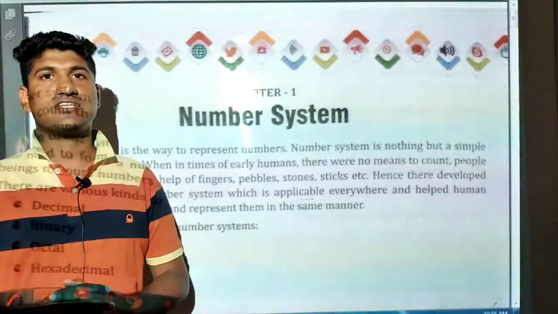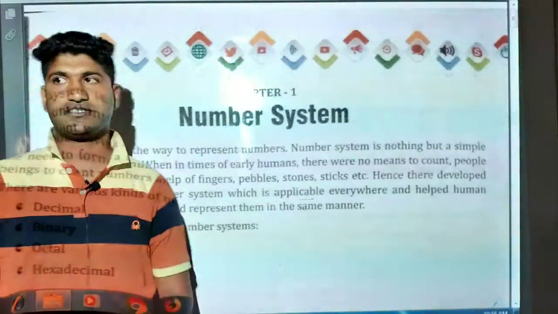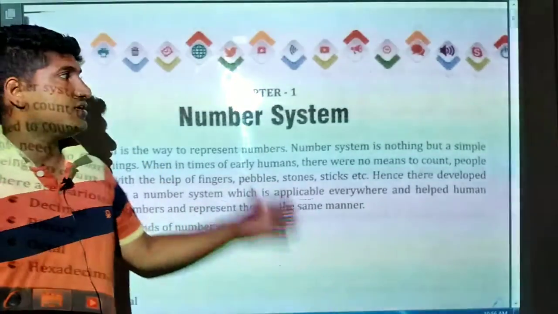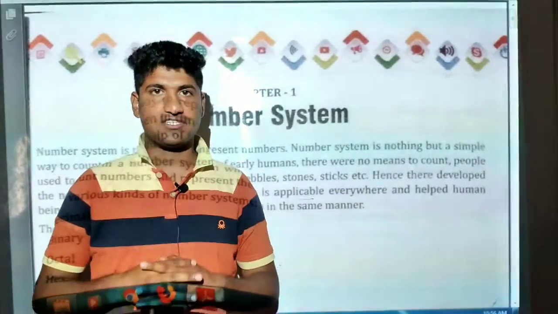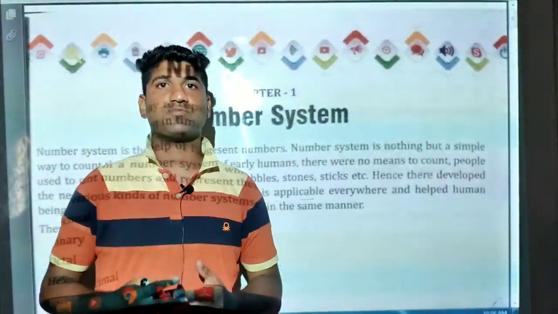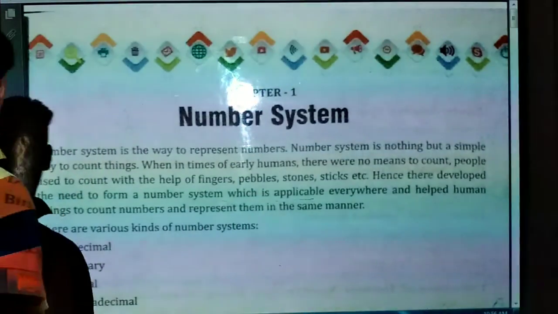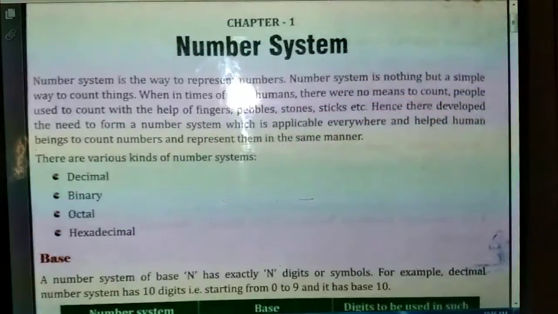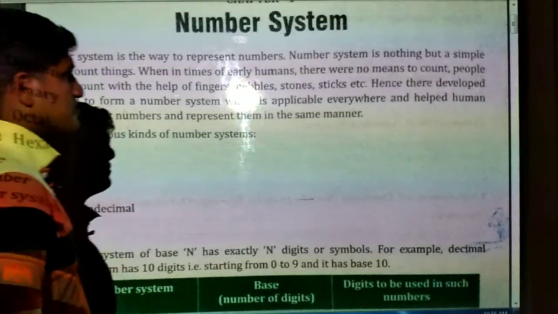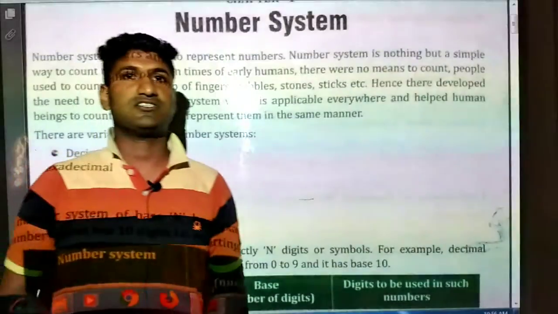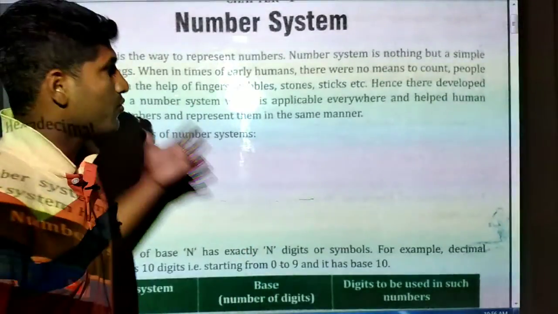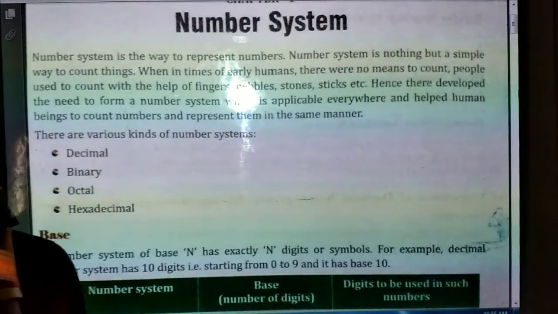In this, we will start the chapter first, that is number system. In the number system, we will discuss the types of number systems that are present. There are four types of number system: decimal number system, binary number system, octal number system, and hexadecimal system. These types of number system we discussed in the previous lecture. Now we will discuss further in this chapter.